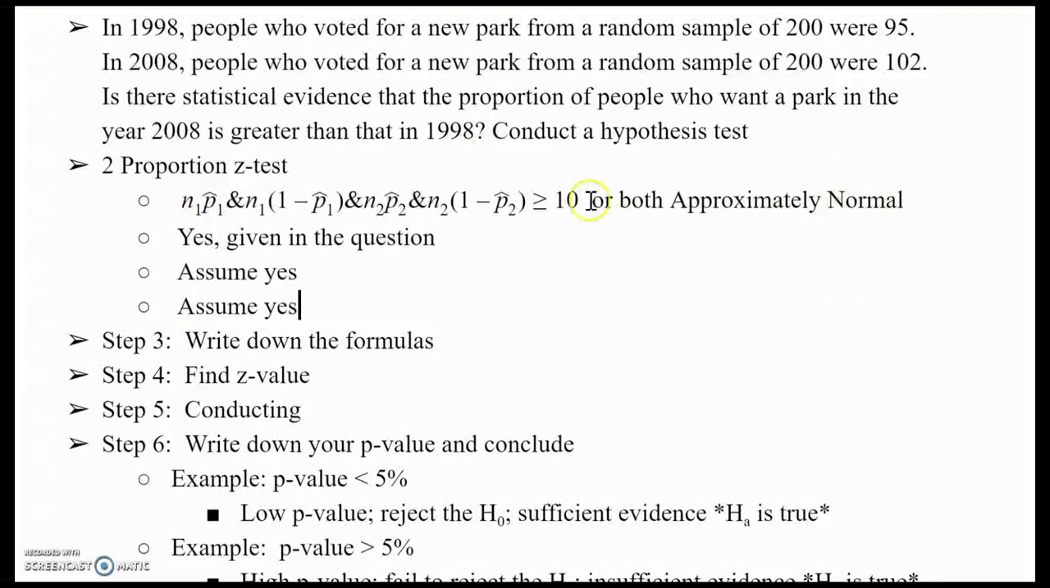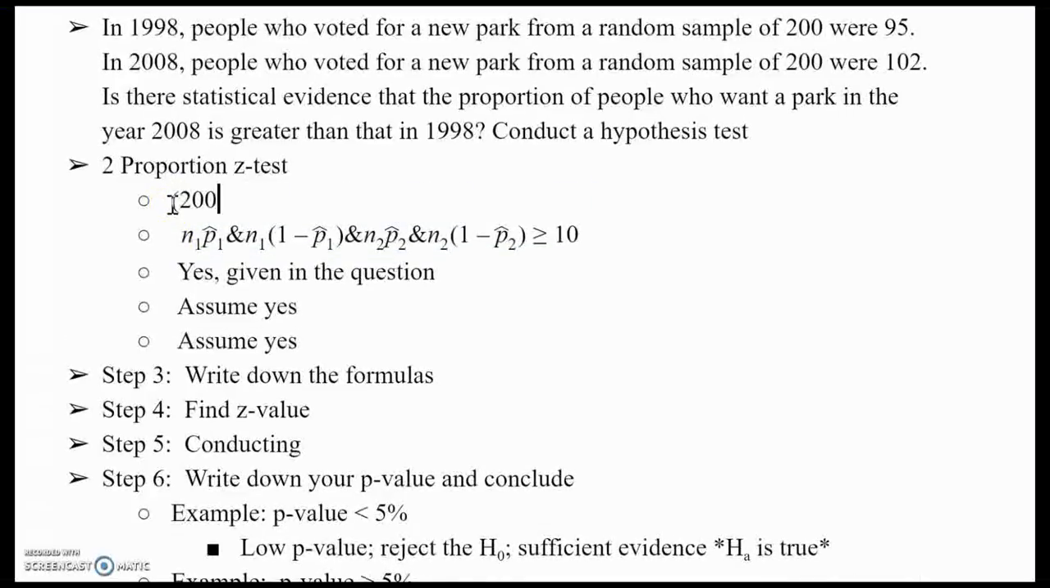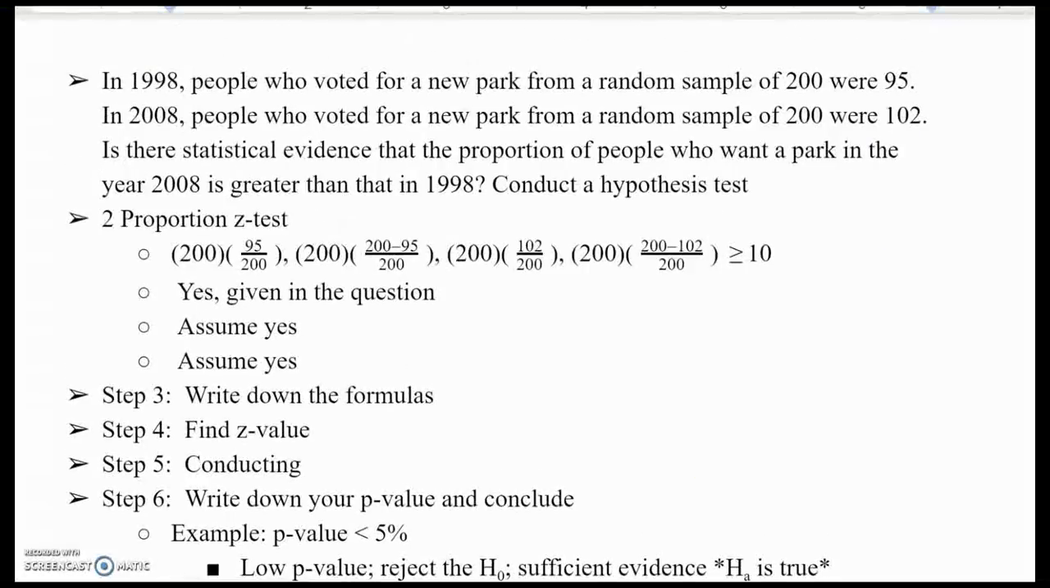So for now, this np and all of this, right? We don't know whether it's approximately normal. That is not stated, we don't know. Now let's do this. Based off our sample, what is n? n is 200 in all these situations. So you put 200 multiplied by the first one, which is 95, and then 200 times 200 minus 95, then 200 times 102, and then 200 times 200 minus 102, has to be greater than or equal to 10.